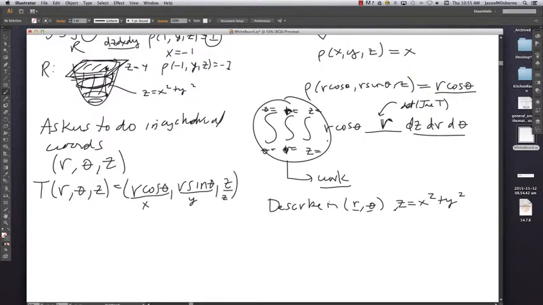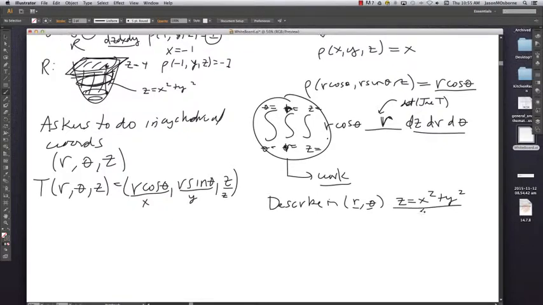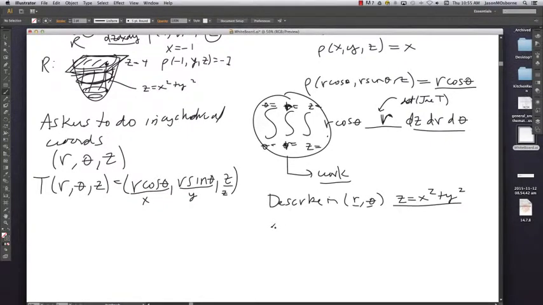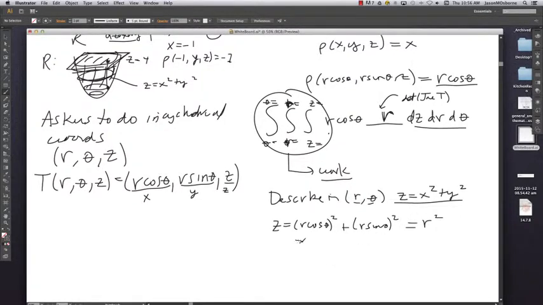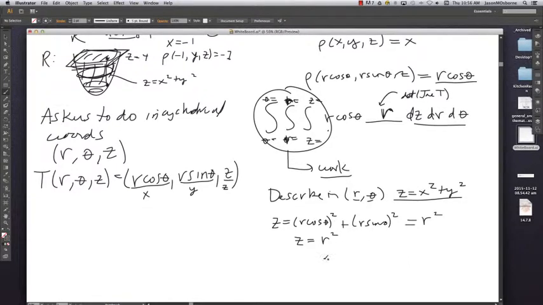So if you want to figure out what this looks like in cylindrical coordinates, you would just plug in the transform. X is equal to r cosine theta. You would square it, and you would add that to r sine theta squared. And that simplifies to r squared. Okay? So the cylindrical coordinates description of that paraboloid is z is equal to r squared.